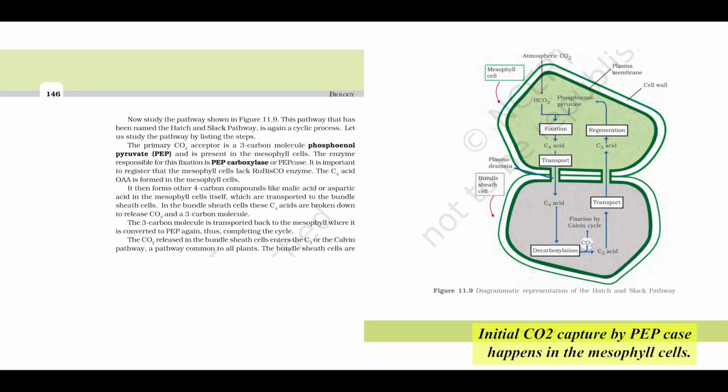Initial CO2 capture by PEP carboxylase happens in the mesophyll cells. The 4-carbon acid then travels to the bundle sheath cells, where it releases CO2 at a high concentration, allowing Rubisco to efficiently run the Calvin cycle there without being bothered much by oxygen, because it's a CO2 pump, essentially. That's a truly brilliant strategy. It really does sound like they found a way to pump CO2 to where it's needed most.